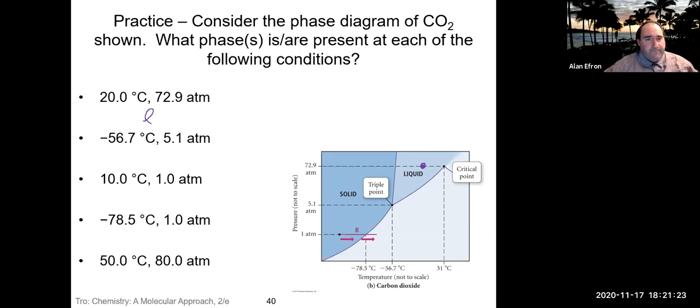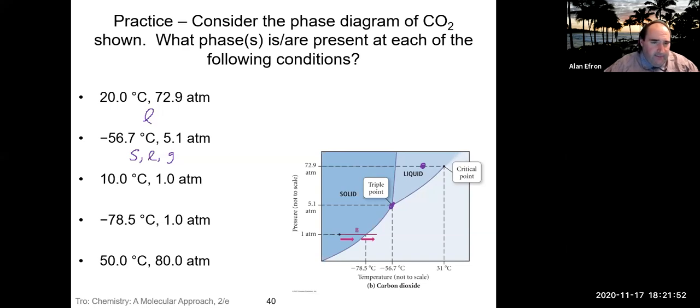At minus 56.7 and 5.1. So minus 56.7, which is here, and 5.1, which is right about there. That puts us right in the middle of everybody. That is the triple point. So that is where we have solid, liquid, and gas all occurring at once.